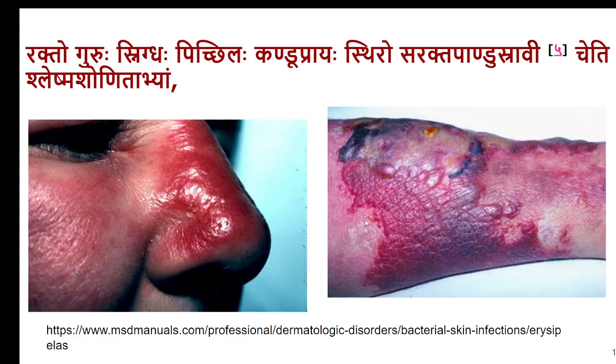Then Rakto Guruhu Snigdaha Pichilaha Kandu Prayaha Stiraha Saraktapand Sravi Cheti Shleshma Shonitabhyam. Kapha Raktaja Vrana would be reddish in color, and the surface would be shining, smooth, and there could be slight discharges. Itching also could be presented, and there could be hemorrhaginous discharge too. That's the Kapha Raktaja Vrana. This is typically seen in case of erysipelas, a standard appearance of the erysipelas.